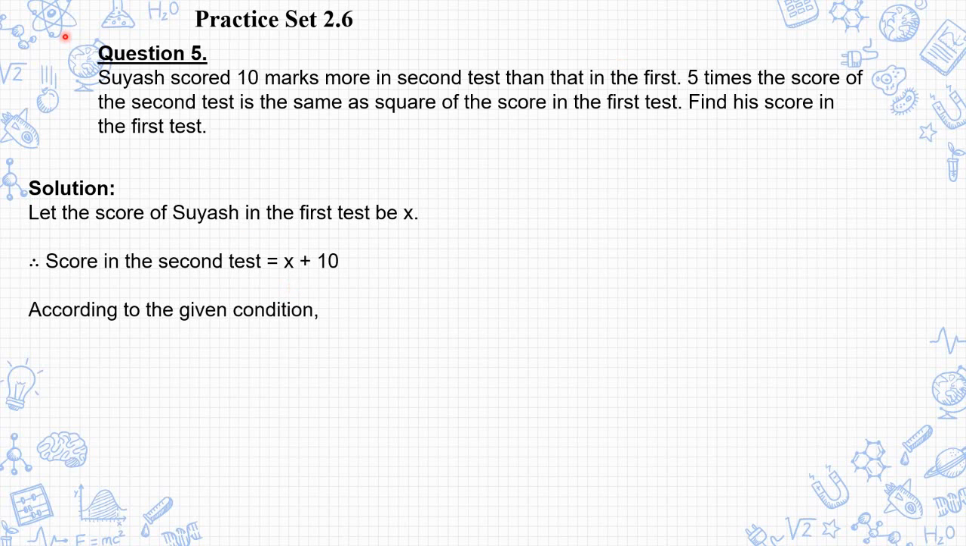According to the given condition, 5 times the score of the second test is the same as the square of the score in the first test. So 5 times the score in the second test is equal to the square of the score in test 1. So 5 into (x plus 10), as x plus 10 is the score in the second test, equal to x square, as x is the score in the first test.